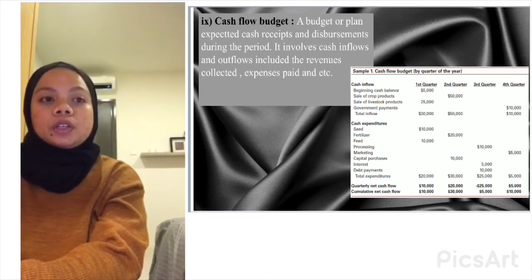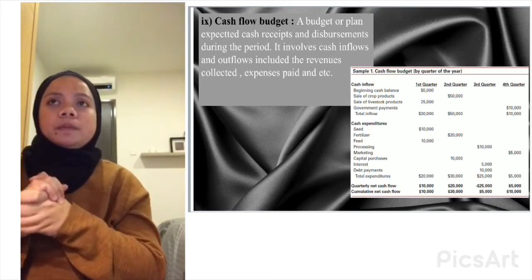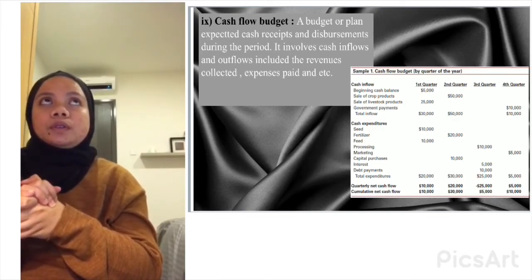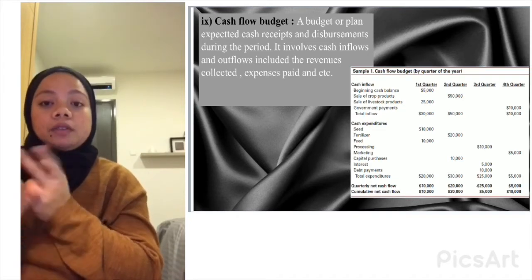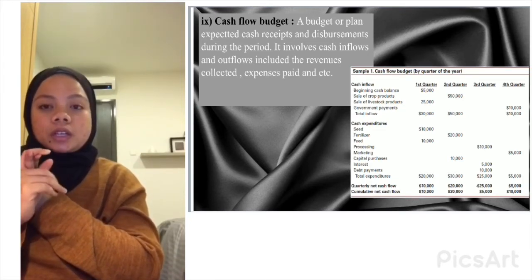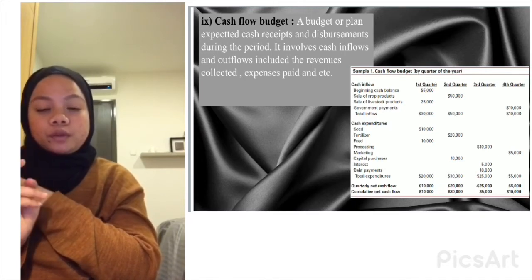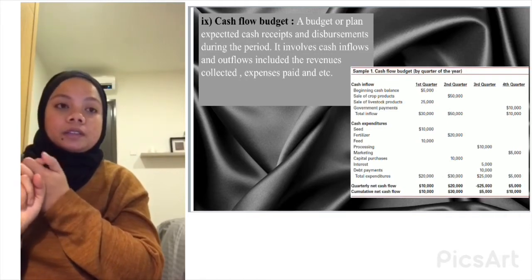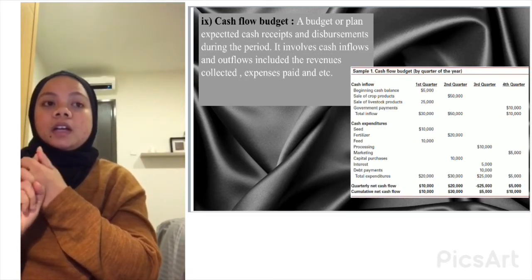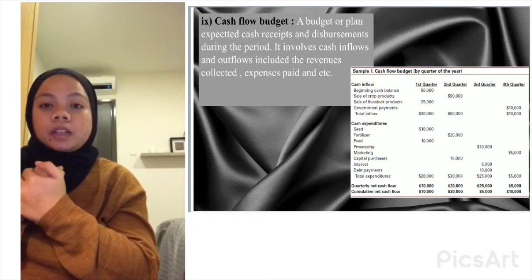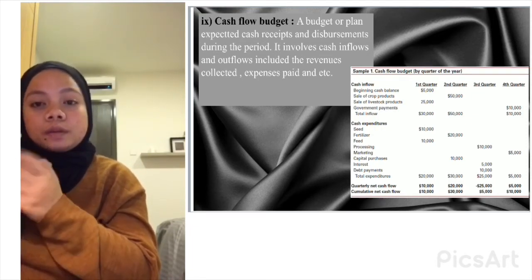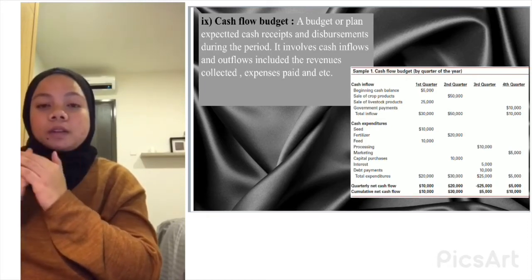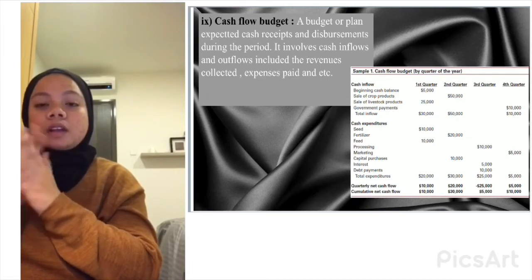Therefore there will be this cash disbursement occurring during the particular period. It depends on the company whether their accounting period is quarterly, monthly, or yearly. So the cash flow budget involves cash outflow, of course, and cash inflow. It includes the revenue collected, expenses paid, and so on. Take note that in this cash flow budget there will be no non-cash items such as depreciation and amortization. Those things are not included.